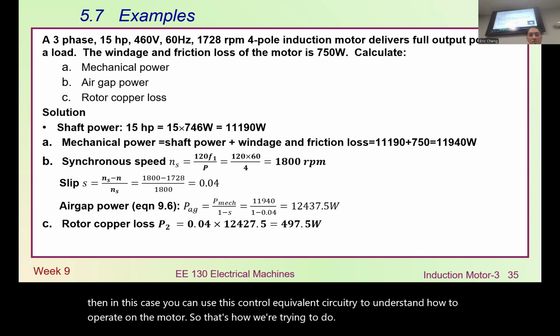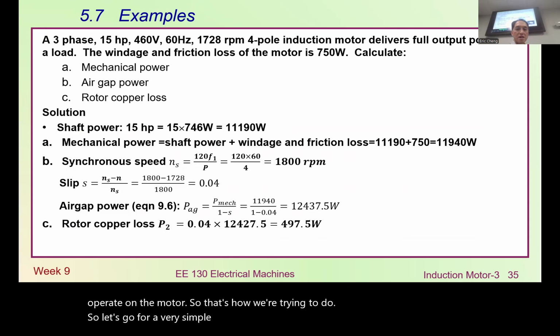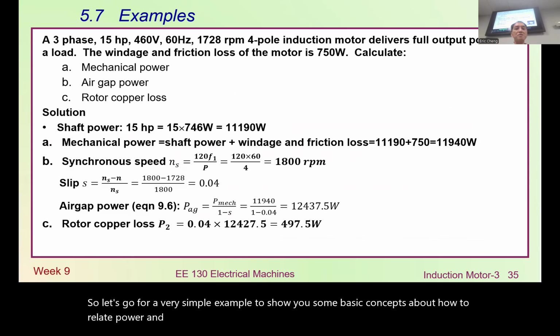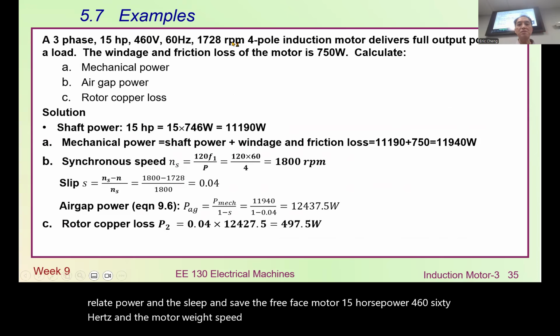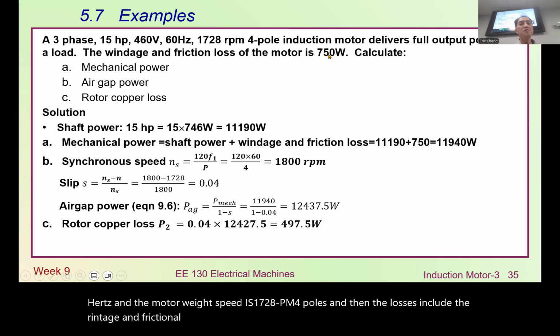So let's go through a very simple example to show you some basic concepts about how to relate power and the slip. Say we have a three-phase motor, 15 horsepower, 460 hertz, and the motor rated speed is 1728 RPM, 4 poles. The losses, including windage and frictional losses, are 750. So we now calculate the mechanical loss power, air gap power, and the rotor copper loss.